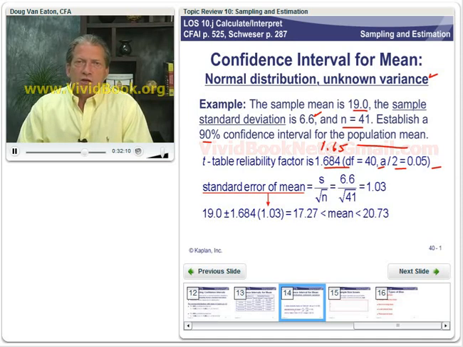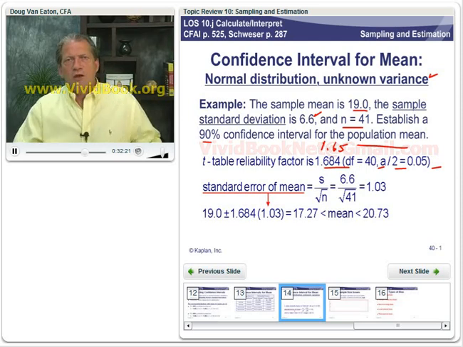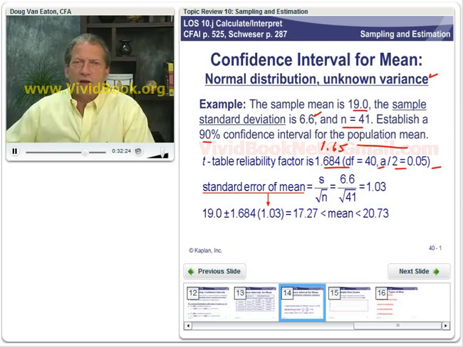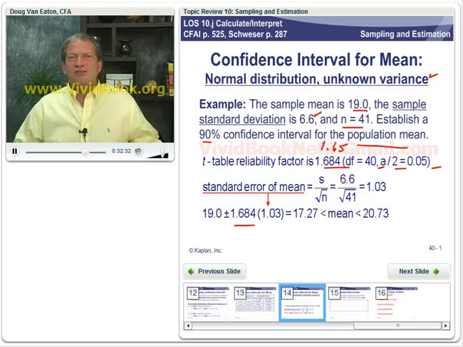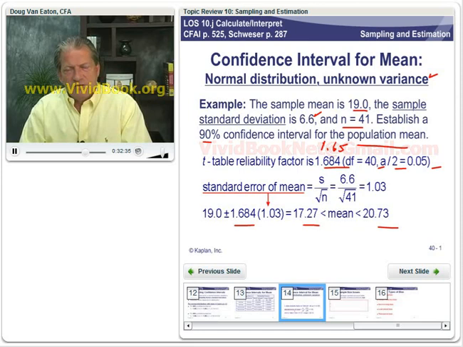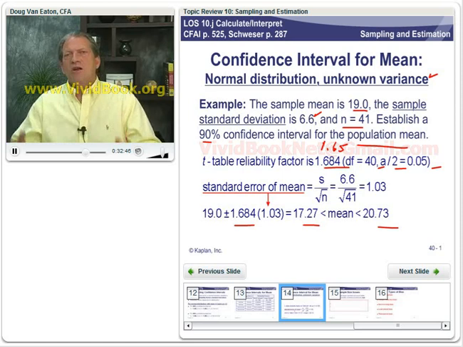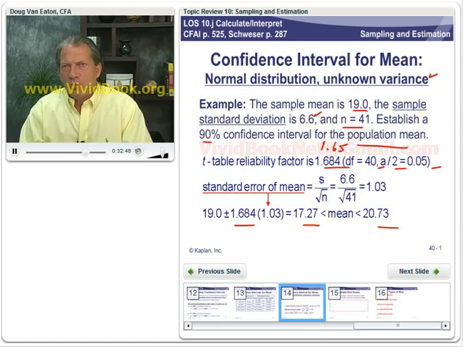So now we calculate our standard error, same as before. We take the standard deviation of the population values, divided by the square root of n, get 1.03. Now we use our reliability factor from the t-table based on 40 degrees of freedom and get a confidence interval here. So what is our probabilistic statement? Our probabilistic statement is we're basically 90% confident that the true mean of the distribution is within this range, 17.27 to 20.73.